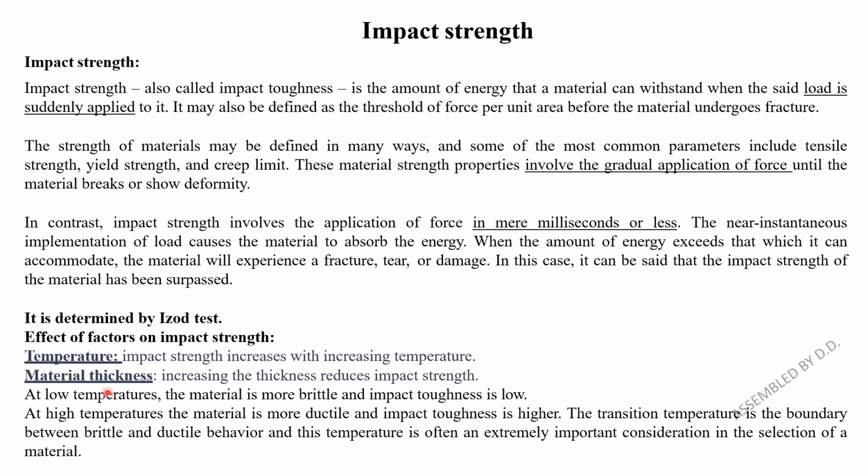Some of the factors are temperature and material thickness. Impact strength increases with an increase in temperature. With respect to material thickness, increasing the thickness reduces impact strength. At low temperature, the material is more brittle and impact toughness is low. At high temperature, the material is more ductile and the impact toughness is high. The transition temperature is the boundary between brittle and ductile behavior, and this temperature is often an extremely important consideration in the selection of the material.